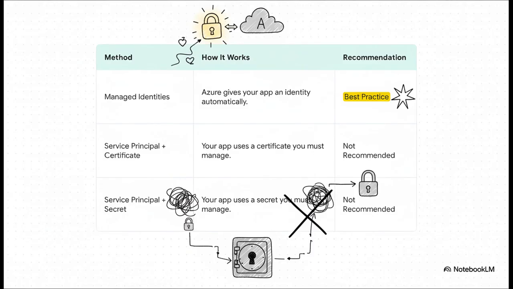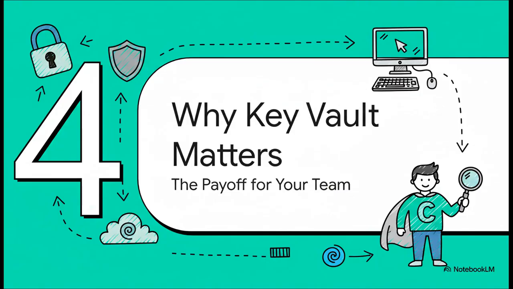And here's the magic. This is the solution to our chicken and egg problem. Now, you could use a traditional service principal with a certificate or even another secret, but look at the recommendation. That's not the way to go. Why? Because you're just kicking the can down the road. Now you have to secure that new credential. The real best practice, the absolute game changer, is using managed identities. With a managed identity, Azure gives your app its own identity right inside the ecosystem. Azure handles the credential rotation, the security, everything, completely behind the scenes. And that means zero credentials in your code at all. Problem solved.